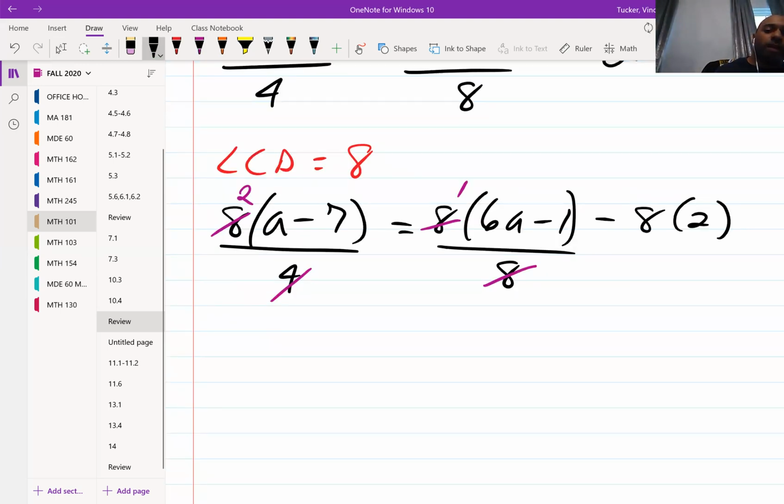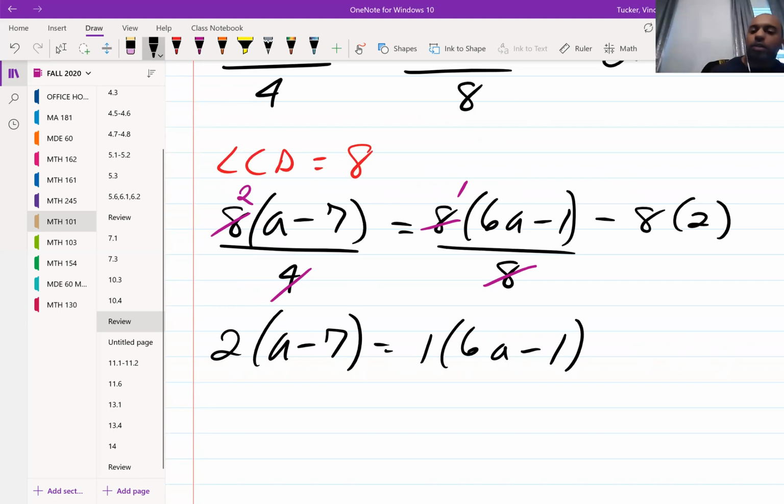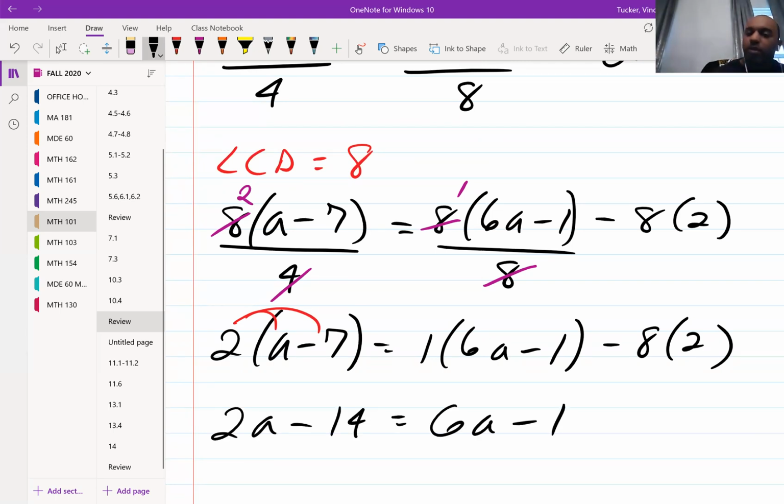So it's 2 times a minus 7 equal to, if you just want to write down what's left, 1 times 6a minus 1. So we didn't have to necessarily write that one out, just write down what was left. That's the process. Distributing the 2, it will give you 2a minus 14. Then 1 times anything is itself, so it's just 6a minus 1. And then 8 times 2 is 16.